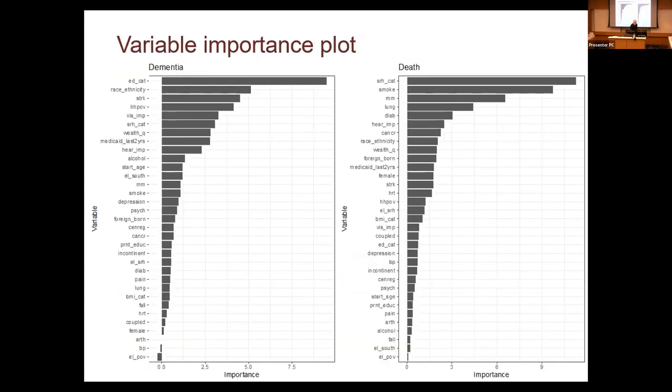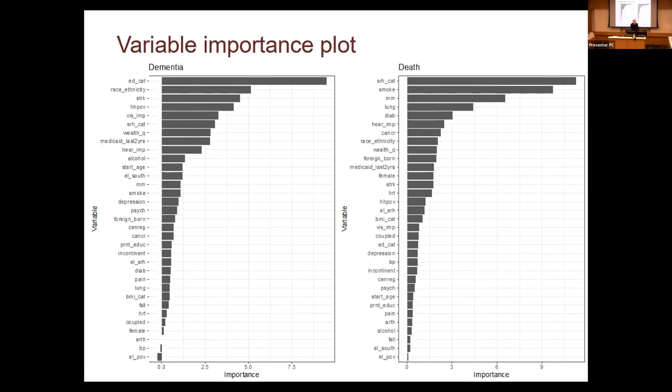So these are variable importance plots from our competing risk random survival forest. And we can see here that the variables that are important predictors of dementia in the total sample differ considerably from those that are important predictors of death. For dementia, the most important predictors, these are the ones that have the biggest bars: education is the top predictor of dementia risk, followed by race and ethnicity, a history of stroke, household poverty, and visual impairments. Those are the top 5 for dementia.